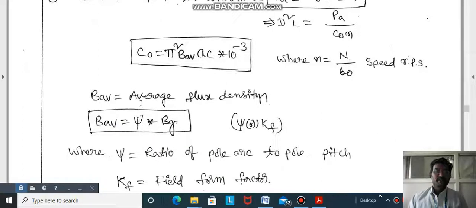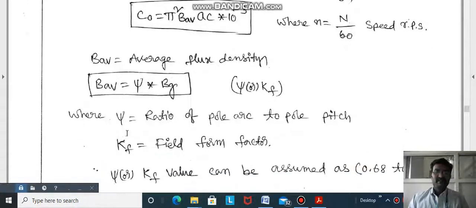BAV, the average flux density, is equal to psi into BG. In some problems they will give only the values of BG and psi, and not the value of BAV. If they do not give the BAV value, we should use psi into BG, which is BAV. Psi is the ratio of pole arc to pole pitch. We should not forget this.